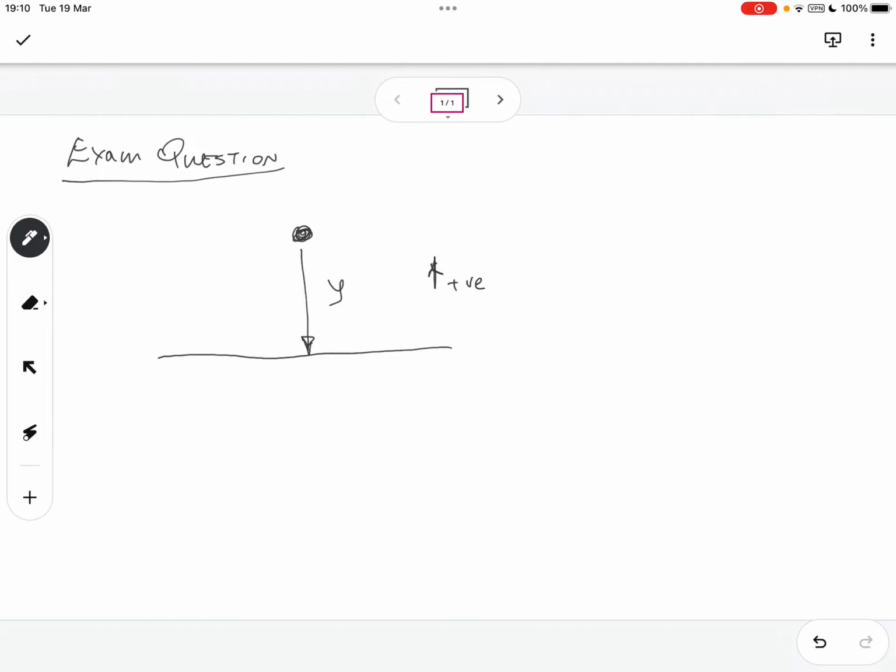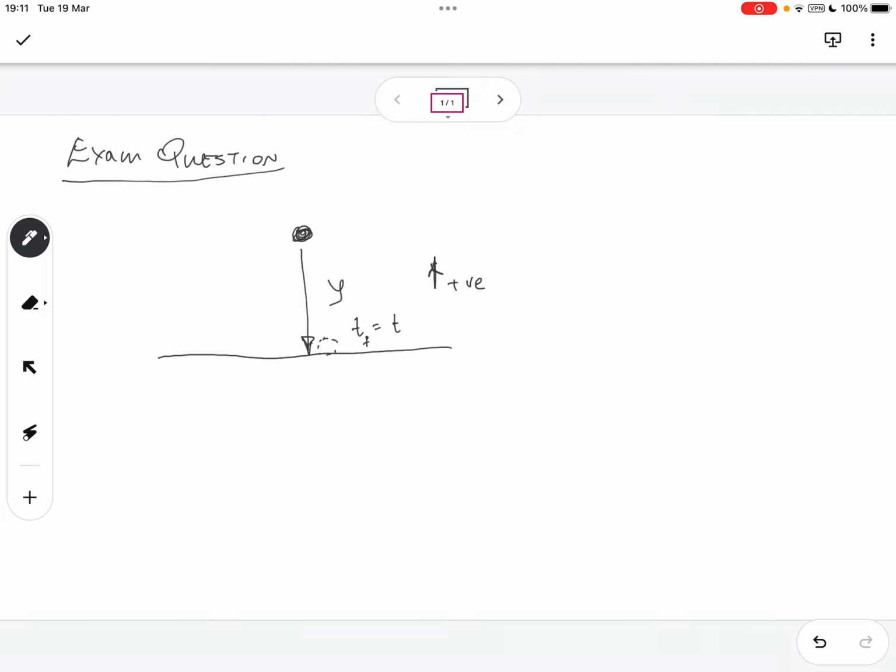All right, so we are told to assume that upwards is positive, and after some time the stone hits the ground after time t. So after time t, the stone hits the ground and it's shown in the diagram. Which one of the following diagrams shows the correct position-time graph for the motion of the stone?